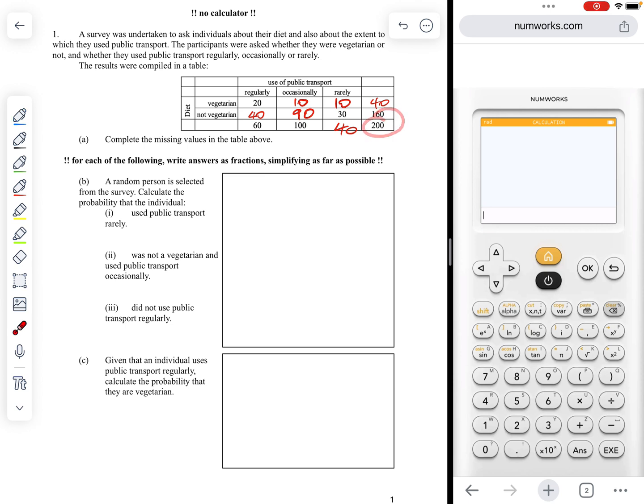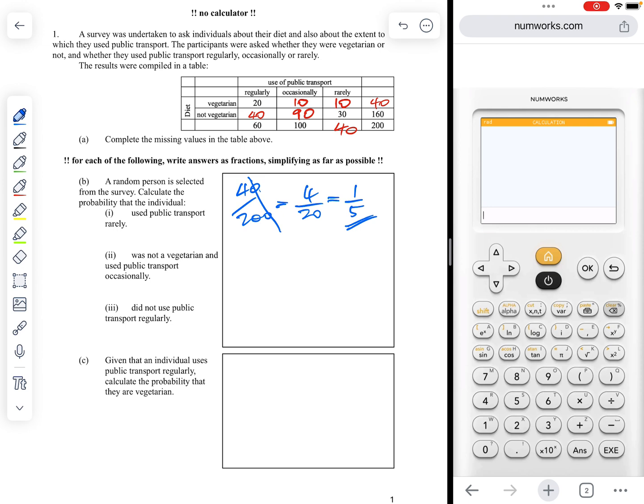So it's out of 200 and we're thinking about the rarely column. So out of 200, how many people used it rarely? 40. So this we have to simplify. What we could do is cancel the zeros: 4 out of 20, dividing the top by 10 and the bottom by 10. And 5 fours are 20. So this is the same as a fifth, 1/5.